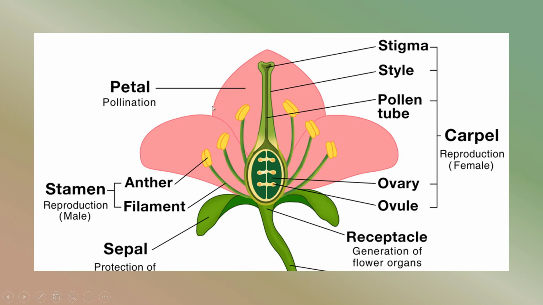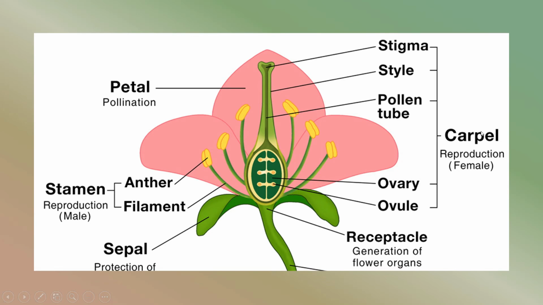They help attract insects like bees, which help to spread the plant's pollen to other plants. That's the function of a petal, for pollination. Stamen is for reproduction, sepal for protection, and we have the receptacle for generation of flower organs, and we have the carpel or pistil for reproduction, the female part of a flower.